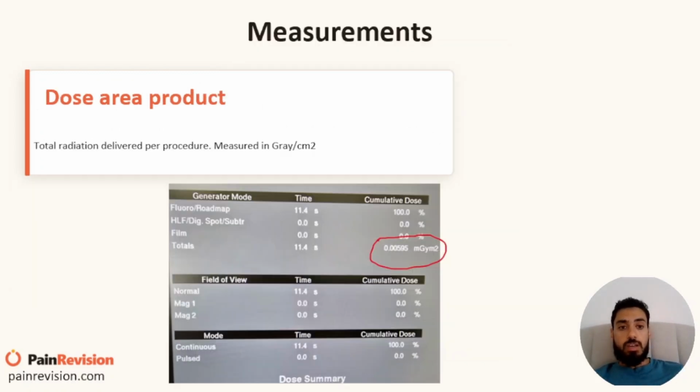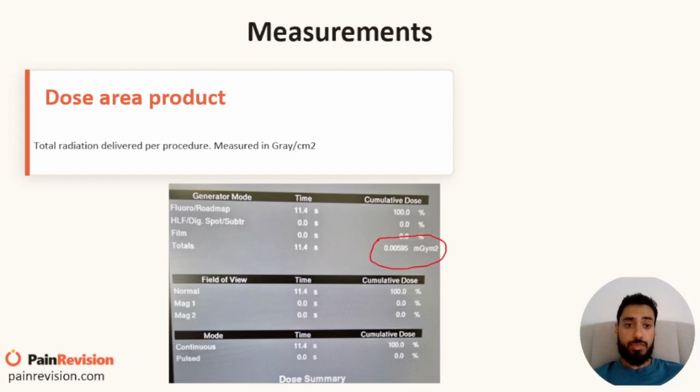There is one more unit of measurement which is actually very important, and I did get asked about this in my SOE exam. I was asked specifically about the dose area product. The dose area product is simply the total amount of radiation that is delivered per procedure, and it is measured in grays meter squared. I apologize, I think this is wrong. It's not grays per centimeter squared, it is grays centimeter squared or grays meter squared.